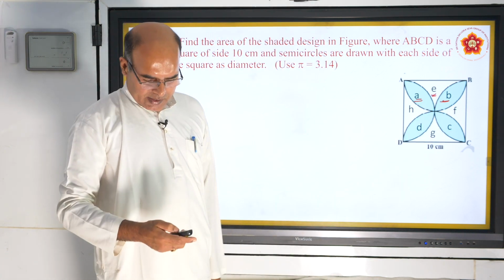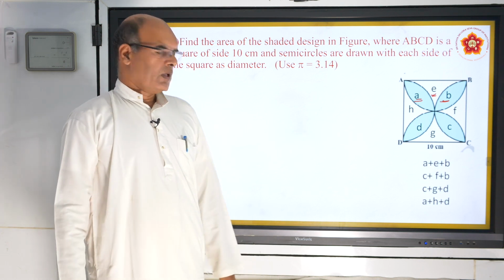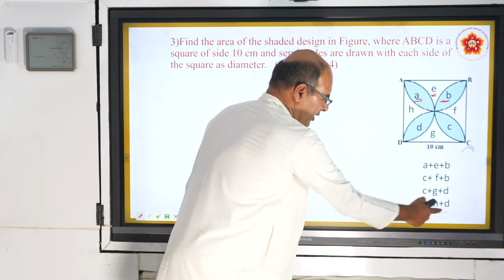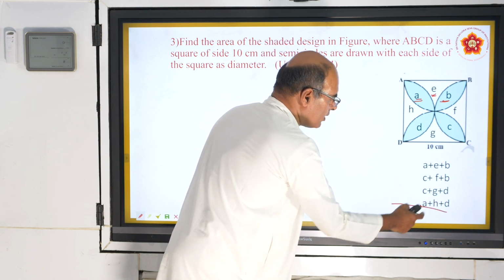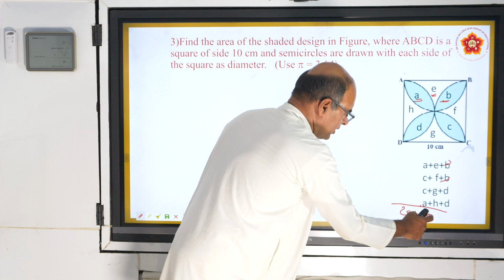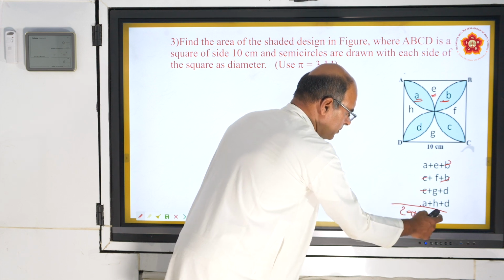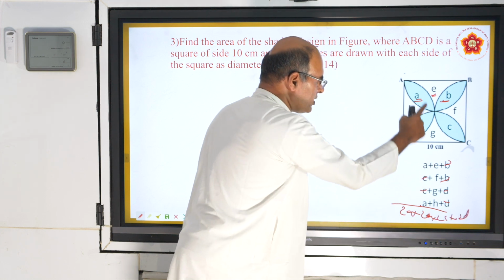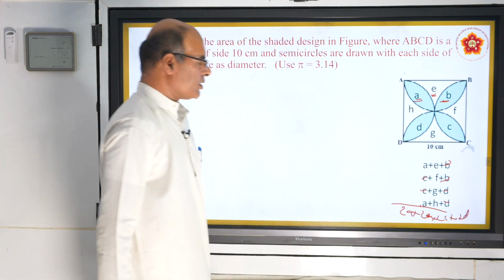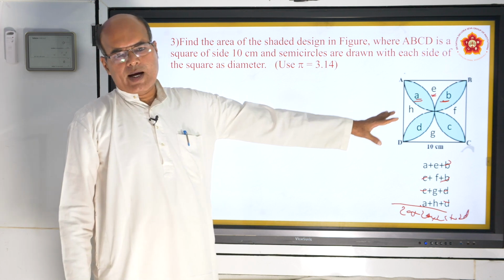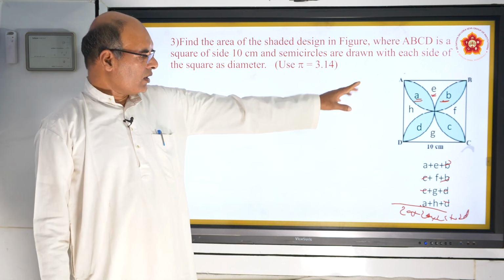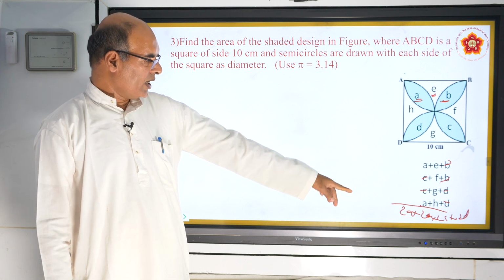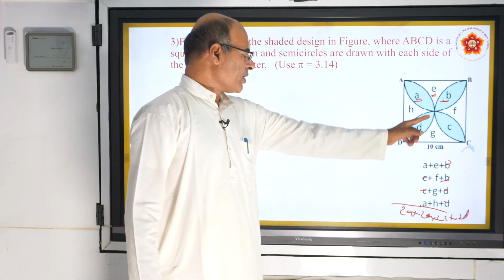Like that, if we add the areas of all those 4 semicircles, we have A plus A, 2A, plus B plus B, 2B, plus 2C, plus 2D, and E is only once, F is only once, G is only once. Therefore, if we add the areas of all the 4 semicircles, we have 2A plus 2B plus 2C plus 2D plus E plus F plus G plus H.